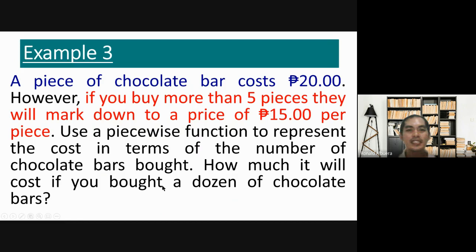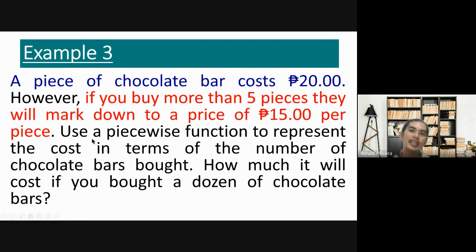Tingnan daw natin another example. A piece of chocolate bar costs 20 pesos. However, if you buy more than 5 pieces, they will mark down to a price of 15 pesos. O sayang pa, ng discount na 5 pesos per piece. Use a piecewise function to represent the cost in terms of the number of chocolate bars. Then another question is, how much will it cost if you bought a dozen of chocolate bars? Pag sinabing dozen, 12 pieces of chocolate.